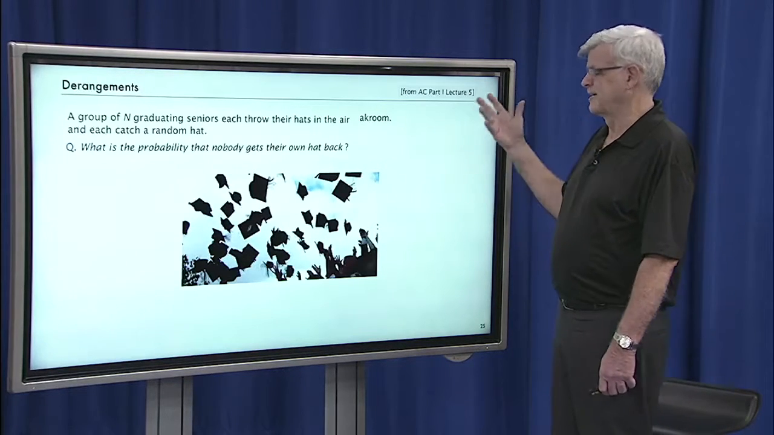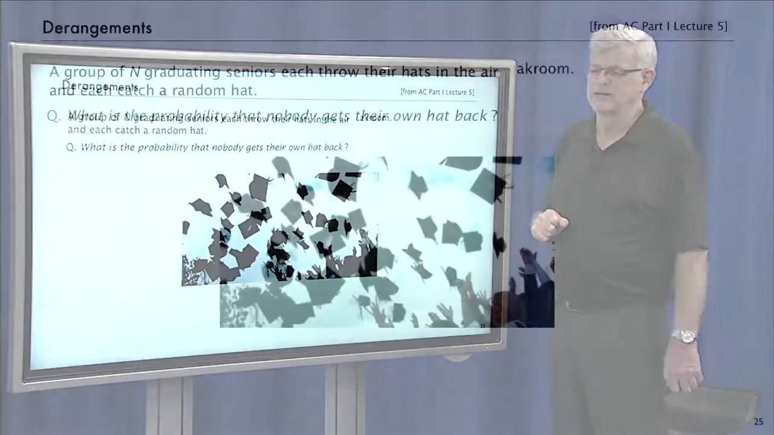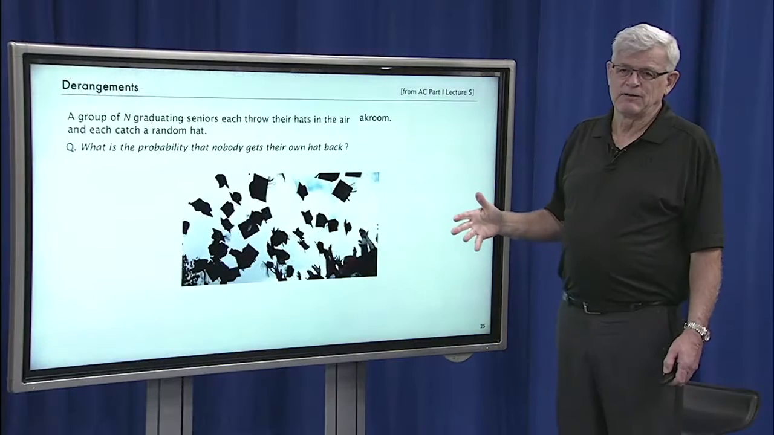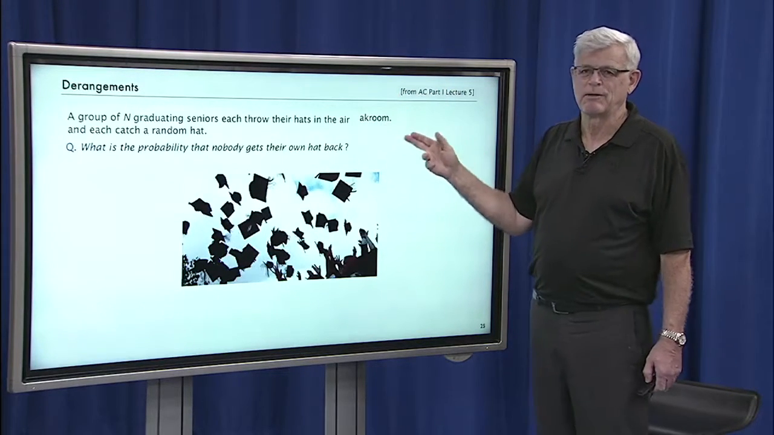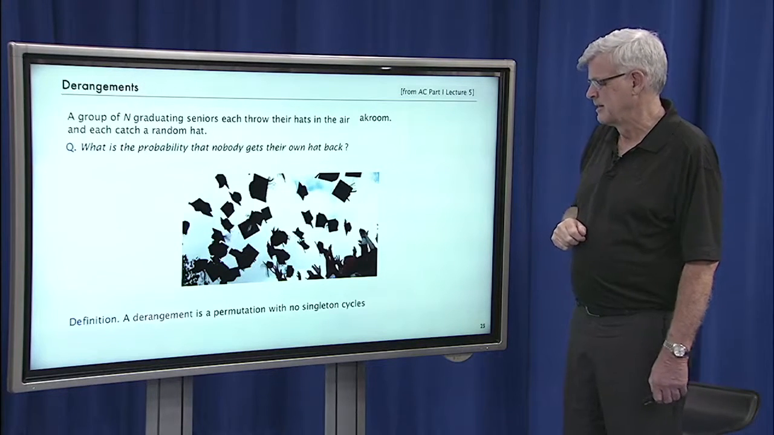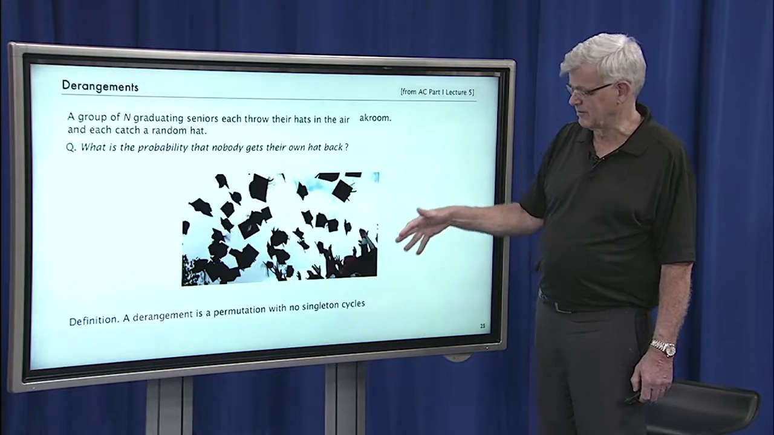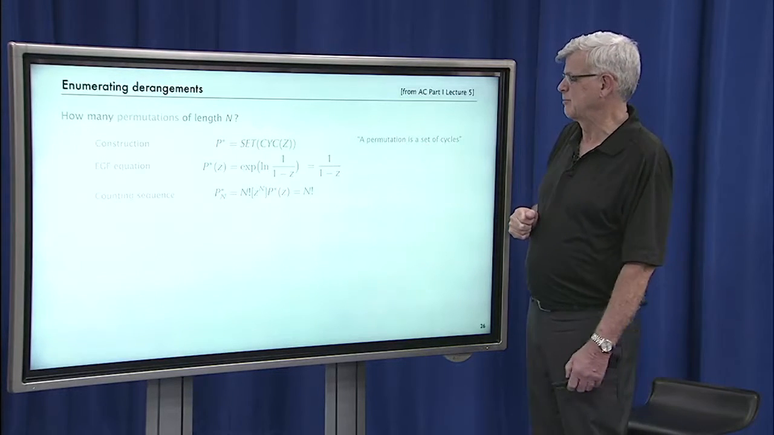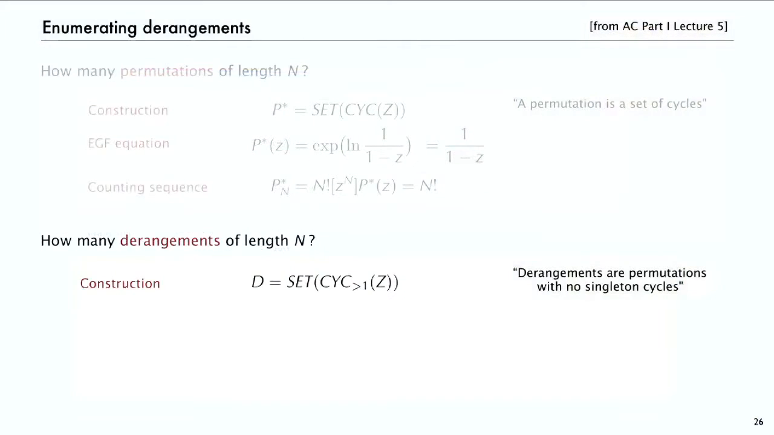And there are many ways to look at it, and again, there are lots of amusing stories about this in the lecture in part 1 on permutations, on analytic combinatorics. So if you have n students and they throw their hats in the air and each catch a random hat, what's the probability that nobody gets their own hat back? Well, that's called a derangement. If we count the permutations that have no singleton cycles, and divide that by the total number of permutations, we get that probability. And enumerating derangements is a simple modification of the derivation I just did for permutations.